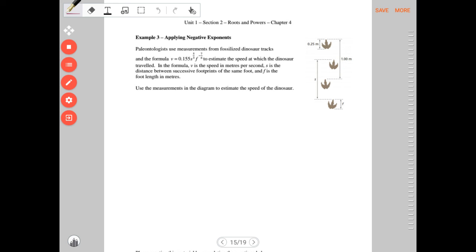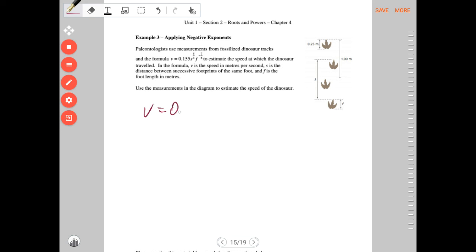Okay, last little bit. Example 3, applying negative exponents. Paleontologists use measurements from fossilized dinosaur tracks and this formula to determine the speed at which the dinosaur traveled. In the formula, v is the speed in meters per second, s is the distance between successive footprints of the same foot, and f is the foot length in meters. Use the measurements in the diagram to estimate the speed of the dinosaur.